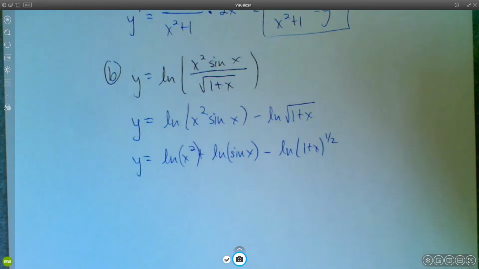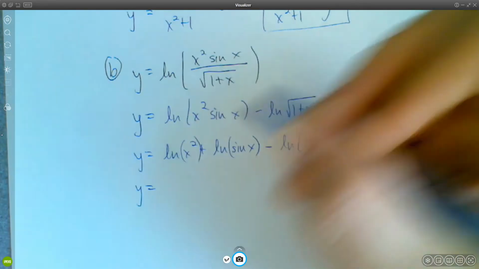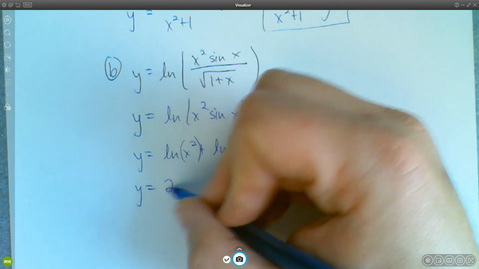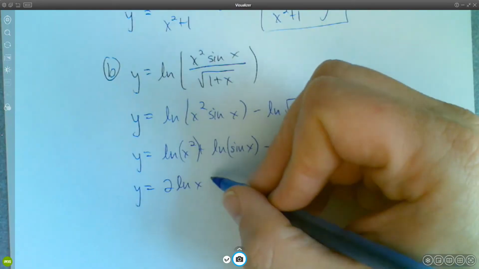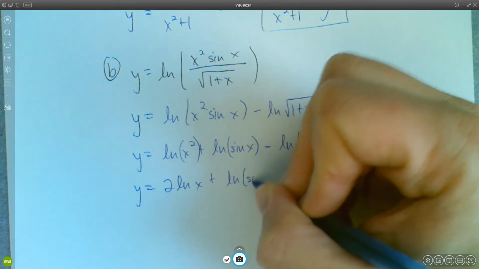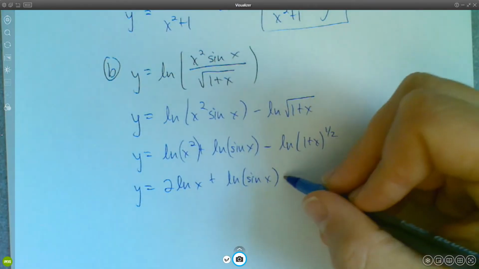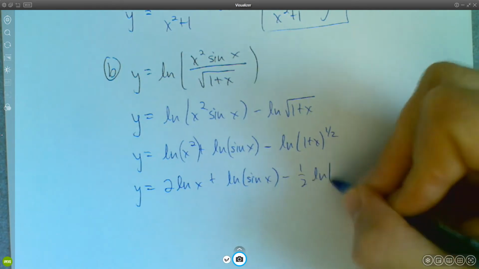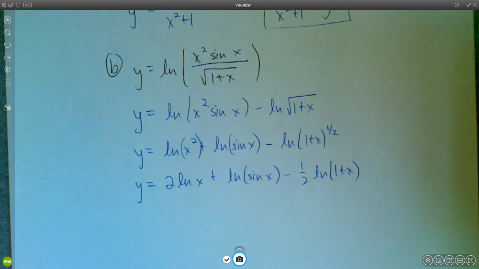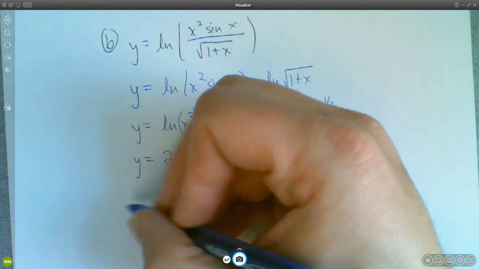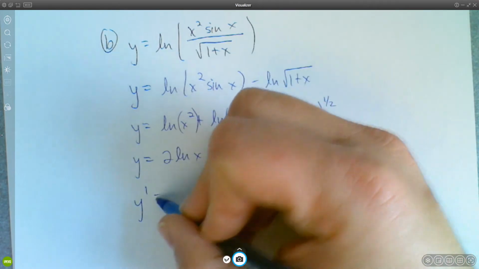And just to take it one more step and make it even easier, I'm going to call this 2 ln x plus ln of sine x minus 1/2 ln of 1 plus x. Okay? So far I haven't done any calculus. This has all just been algebra. But let's do some calculus now and take the derivative.